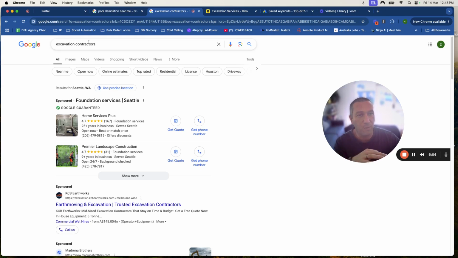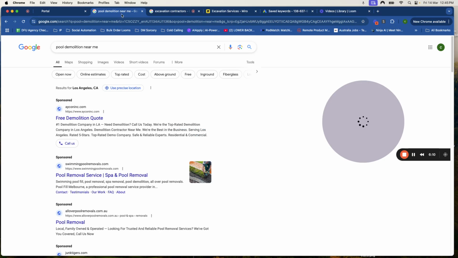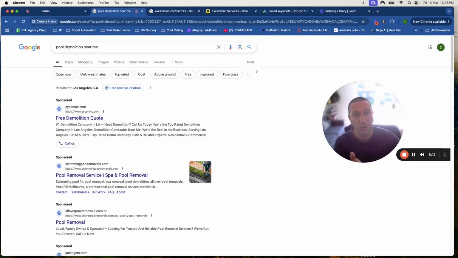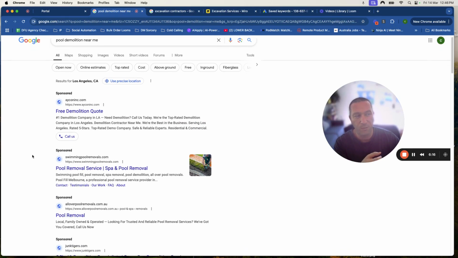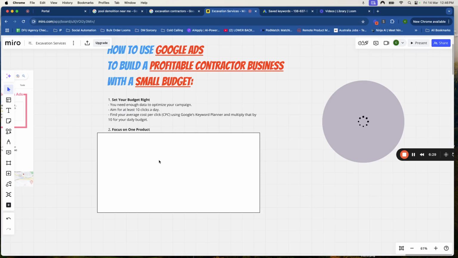So a much smarter way to go about it is to just go after one of your services, if you do multiple things. Like pool demolition, for instance. So, pool demolition near me. And you'll see that if you're just writing an ad for one type of service, you can limit the broadness. You'll limit the number of tire kickers, people that are unsuitable for your business, and you'll really help to conserve your budget. So focus on one product.